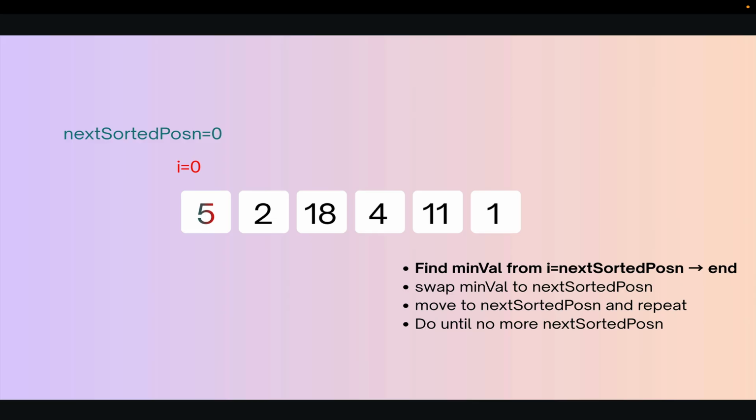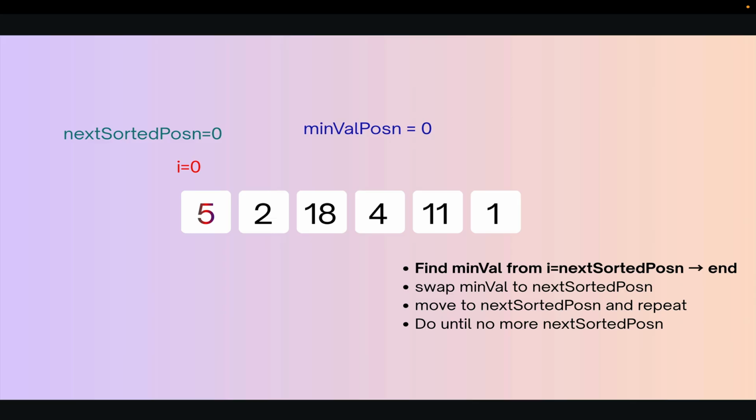Once we find that minimum value, we'll swap it with our next sorted position, we'll move to the next sorted position, and then we will repeat this algorithm. We will continue to do this until there are no more next sorted positions to traverse. So let's take a look here. We're going to find that minimum value between I equals, in this case, 0 and end.